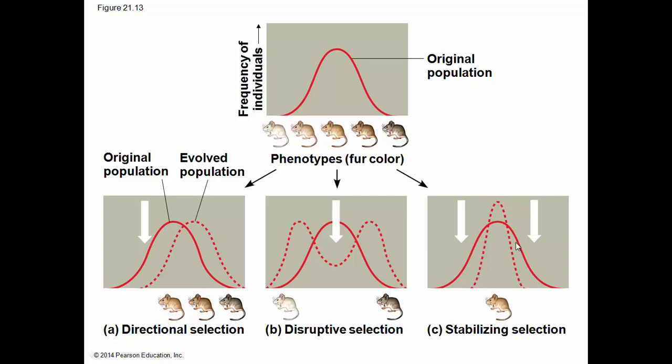Now, the opposite of that can also occur, and that's called stabilizing selection. That's where the environmental factors act against the dark-colored and the white-colored mice, and the mid-colored, tawny-colored mouse is the one that is then favored by virtue of surviving natural selection.